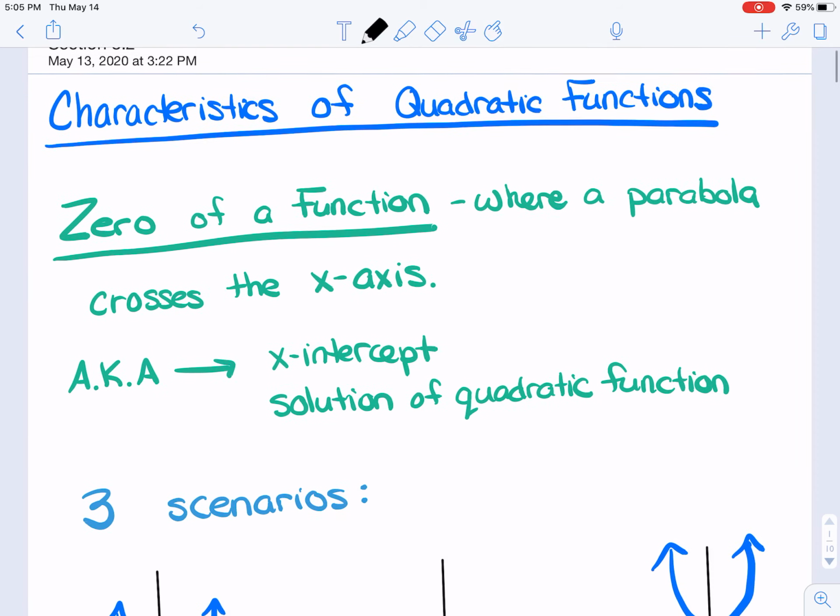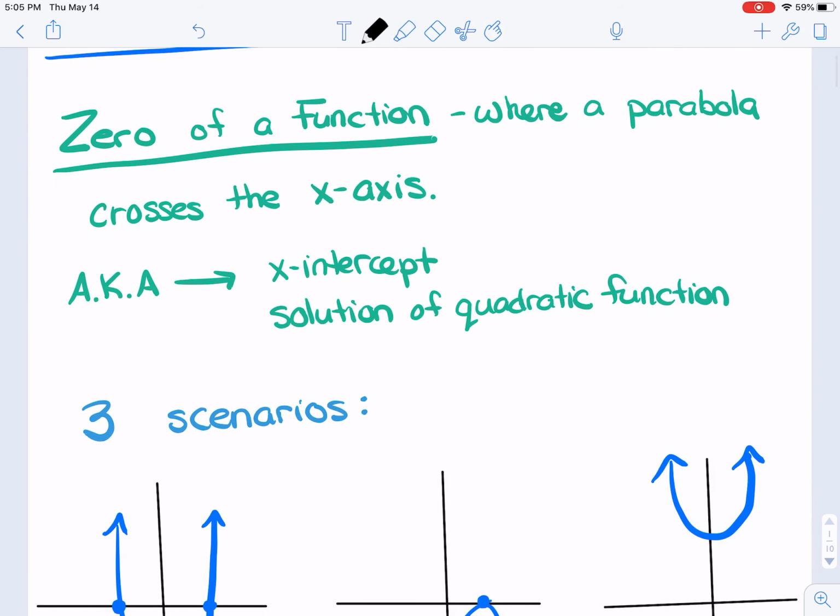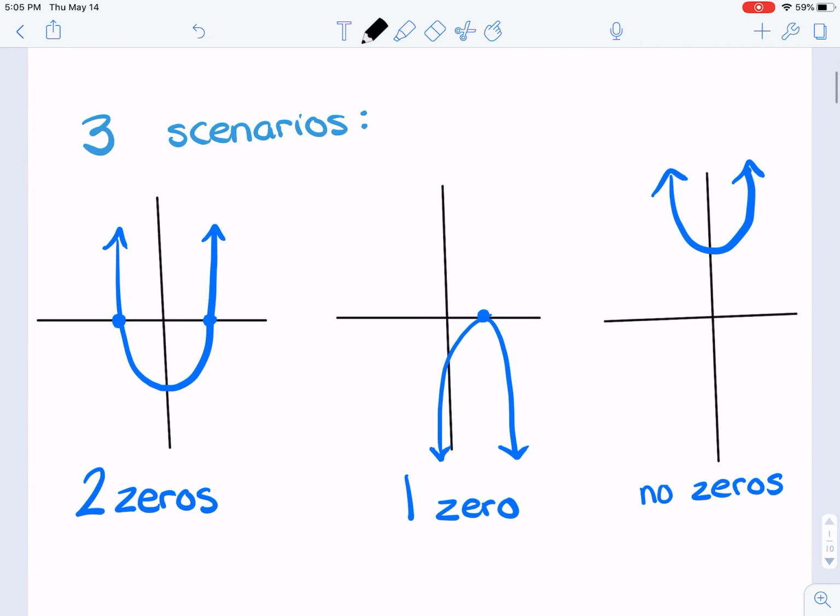This is where a parabola crosses the x-axis. This is also known as the x-intercepts. And if we had gone further into the chapter, it's called the solutions of a quadratic function. So it's all about where it crosses the x-axis. It is also when y equals 0. So we have three scenarios.